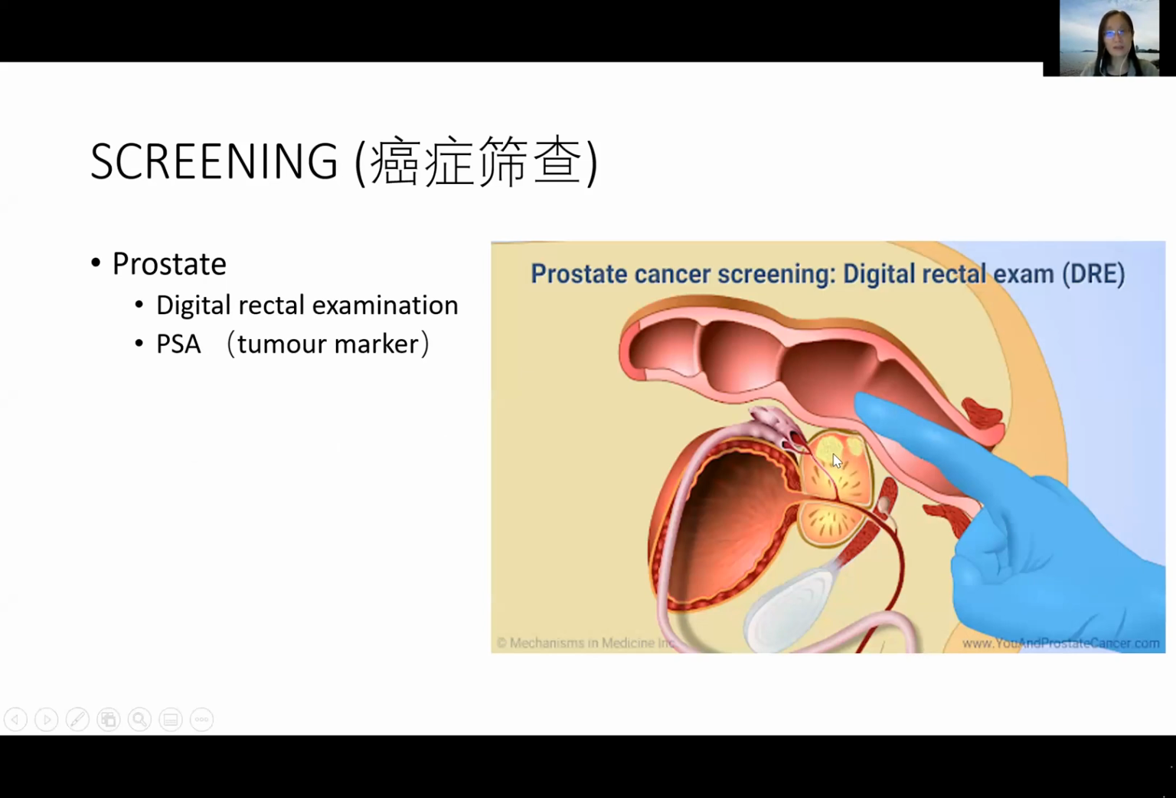Some patients take PSA as part of their health screening. It's quite sensitive. If it is excessively high, it can indicate a presence of prostate cancer.